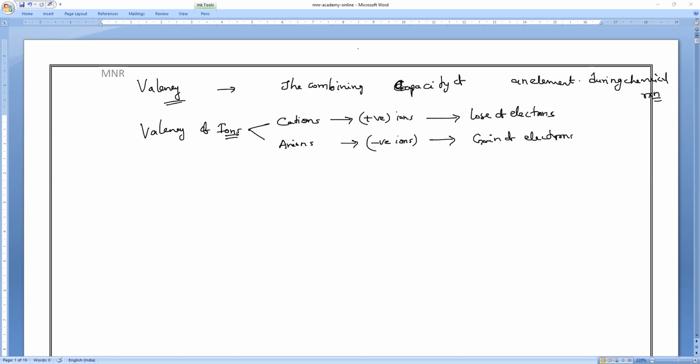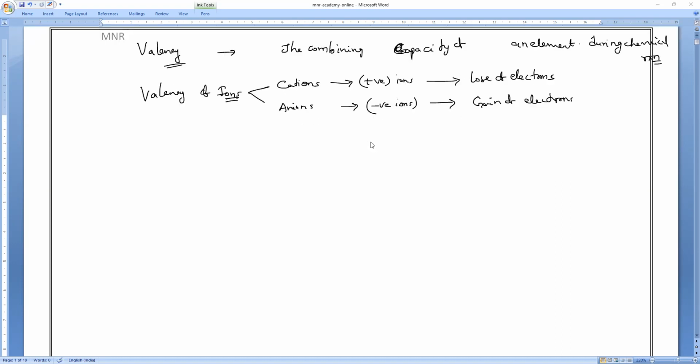Now let us start with the types of ions. How many types of ions did you study in yesterday's class? Based upon the valencies, there are different types. The first one is monovalent ions. What is the meaning of monovalent ions? Their valency is either +1 or -1.